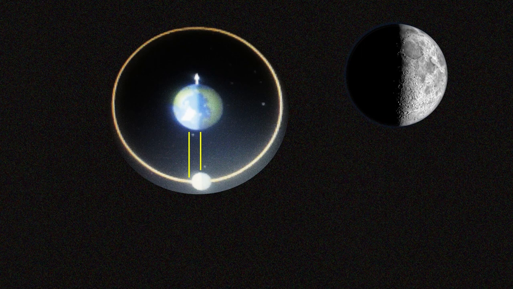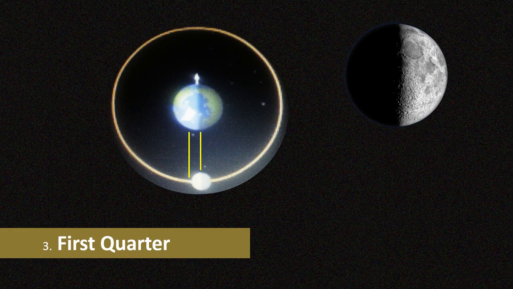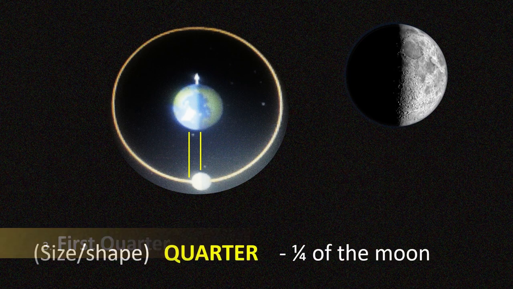If you see the moon with the right half bright or lighted up by the sun, this is called the first quarter. The size or shape of the moon during this phase is a quarter or 1/4 of the moon. Why quarter, you might ask, and why is it called first quarter?